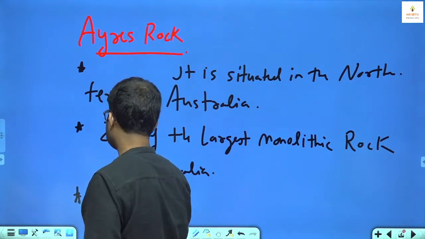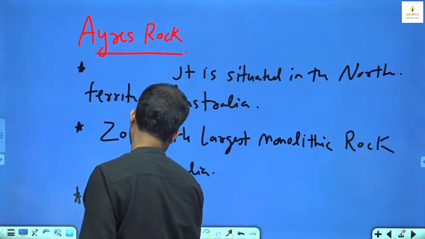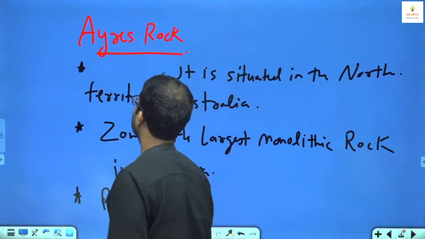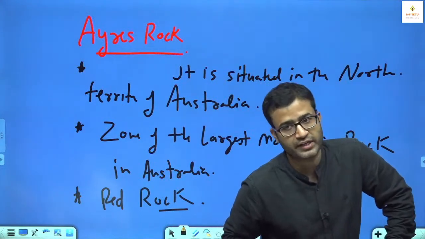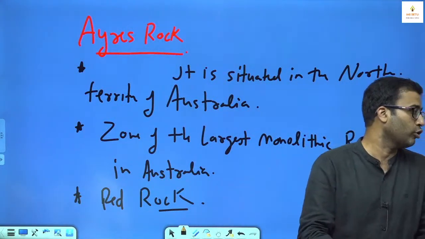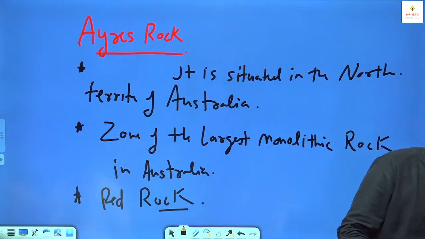It is also known as red rock. It lies between McDonnell and the Musgrave Range. What is the location? Between McDonnell and the Musgrave Range.